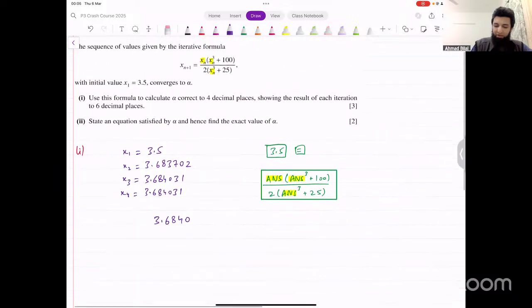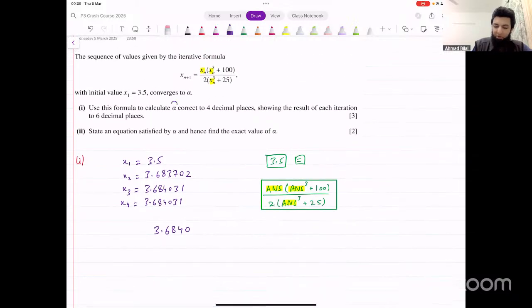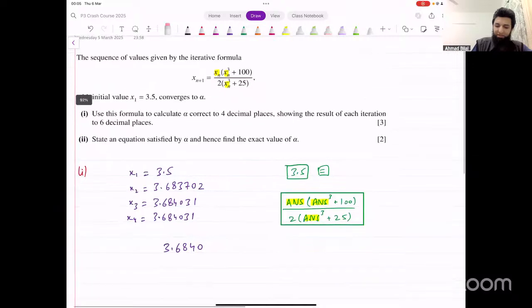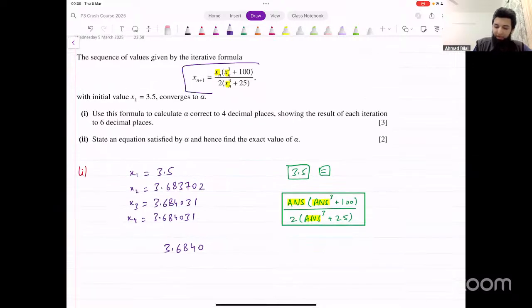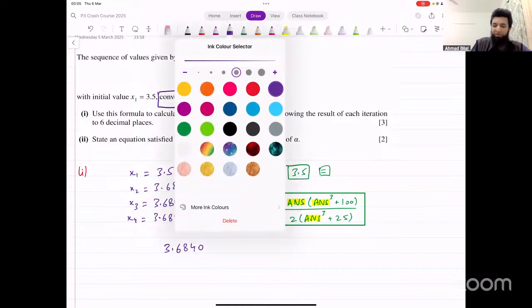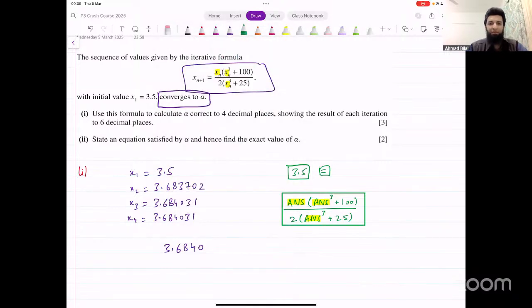They want us to calculate the value of alpha. The question says, this iterative formula, it converges to alpha. Converge means that the values become stable somewhere, right? So these values are converging to this value. What value are they converging to? They're converging to alpha, and they want us to calculate alpha correct to 4 decimal places.